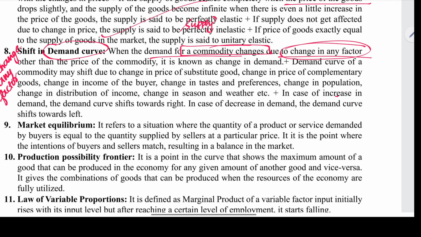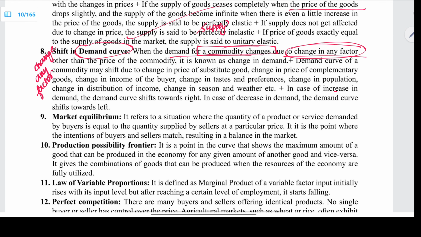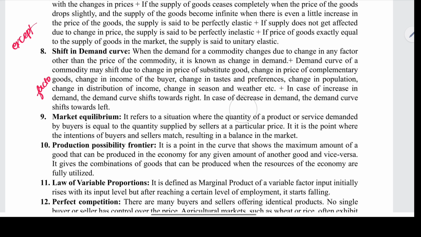This factor is going to be except change in any factor. This is going to be except the price of the commodity. If the demand is going to increase, the curve will shift towards the right. Demand decrease. We are not speaking here about the price itself. So we are speaking about the demand. If demand is increasing, the curve shifts over the right. If demand is decreasing, the curve shifts over the left.